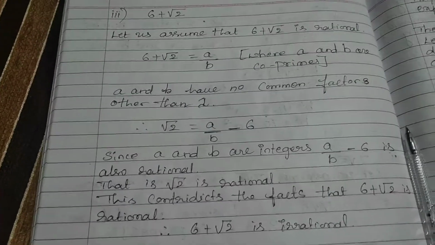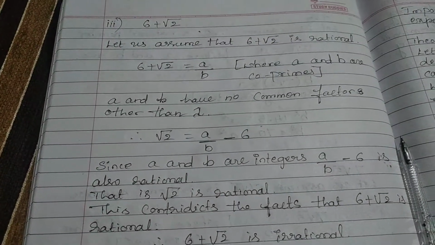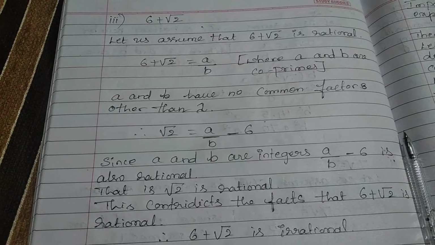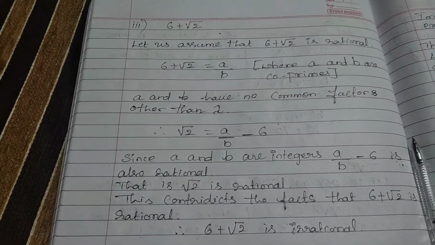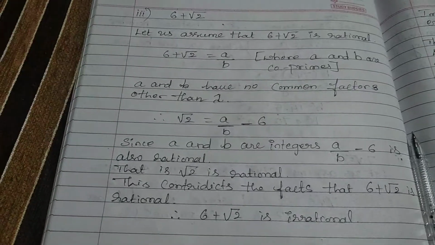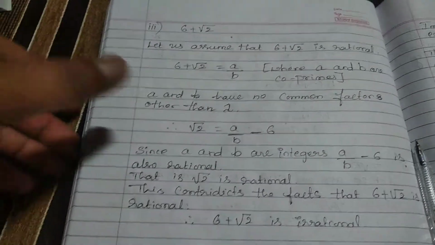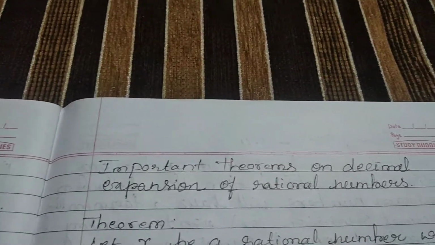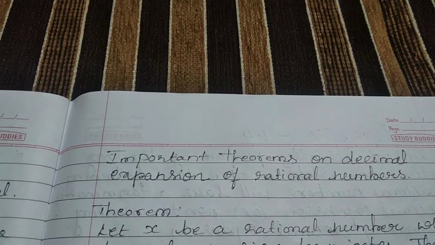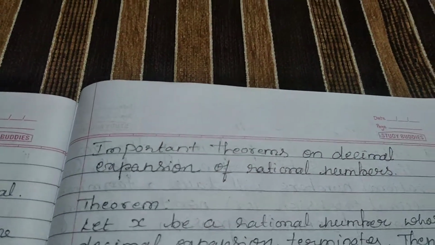Got it? So children, you understood how to prove that a given number is irrational, we can prove by contradiction. So this is called proof by contradiction. Okay, so these are the numbers. Now we'll go to the next concept, important theorems on expansion of rational numbers.